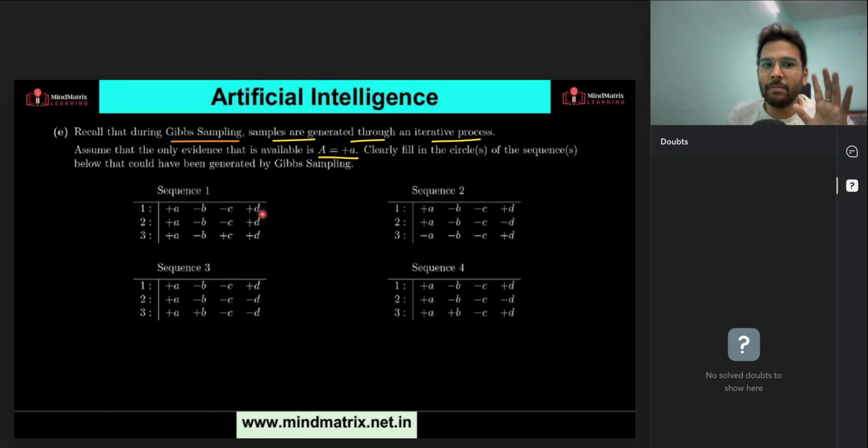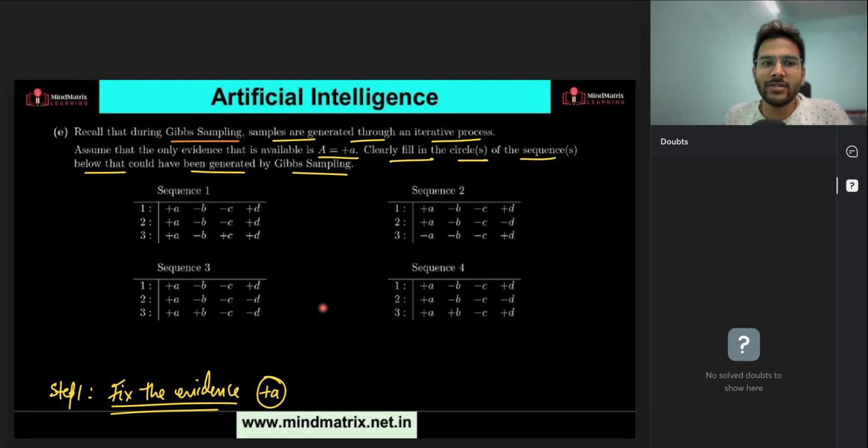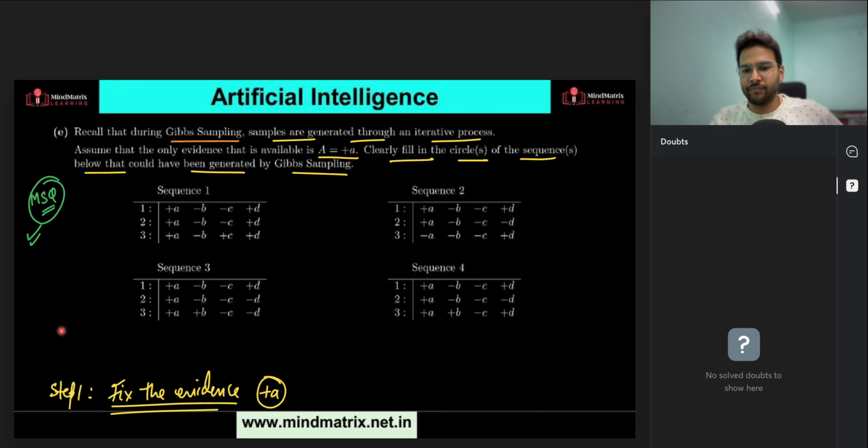So what do we do in Gibbs sampling? We fix the evidence. This is step 1. We fix the evidence, so here the evidence is plus A. Now clearly fill in the circles of the sequences below that could have been generated by Gibbs sampling. You have to answer, out of these 4 sequences, which sequences are possible? This is kind of an MSQ question. I want you to try first. Tell me, what are the sequences possible here out of 4?